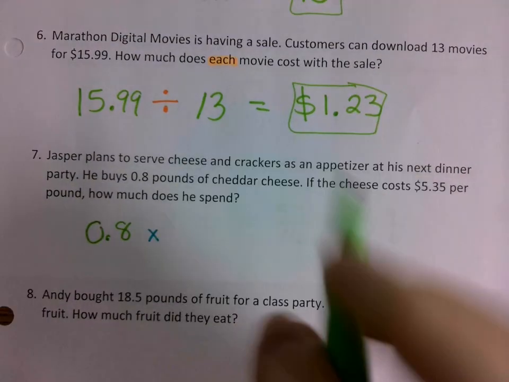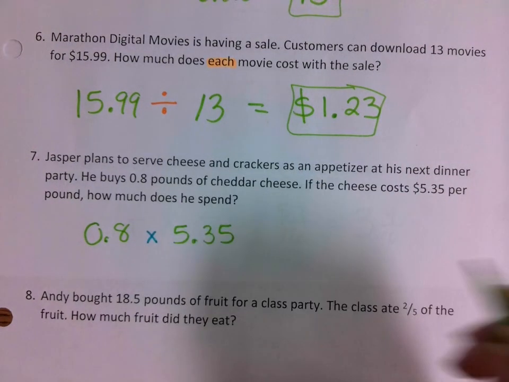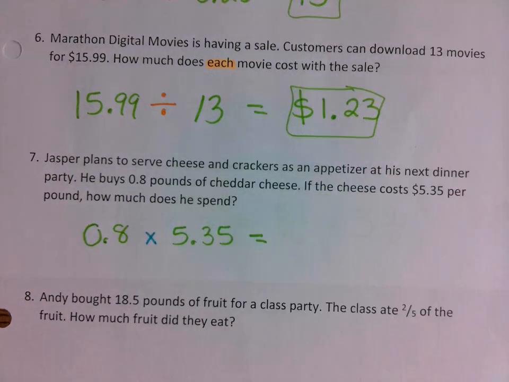Now that's per 1 pound. We're obviously not buying an entire pound. How much is it going to cost us? $4.28. Good.